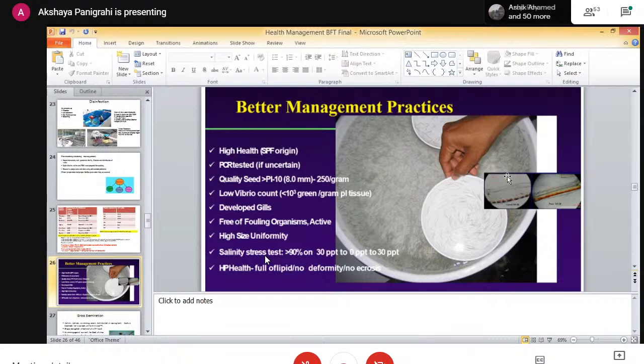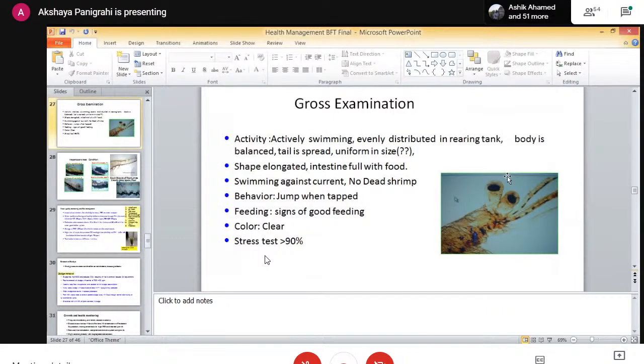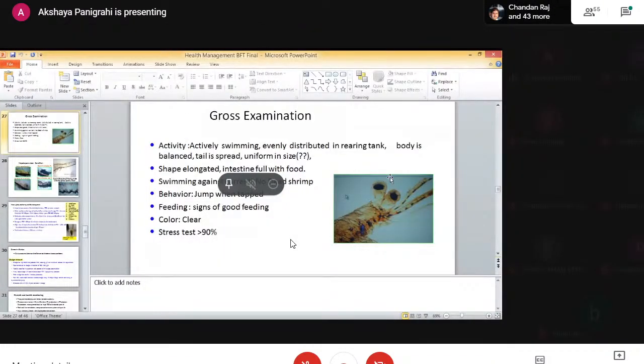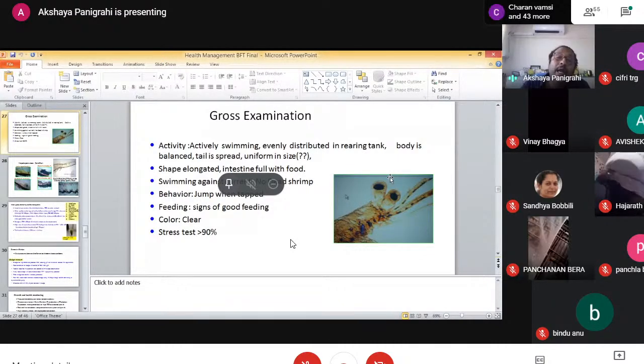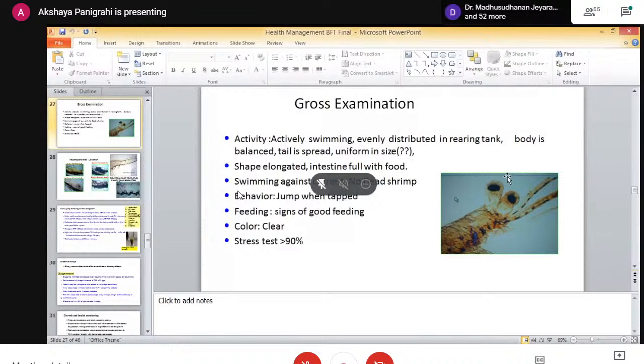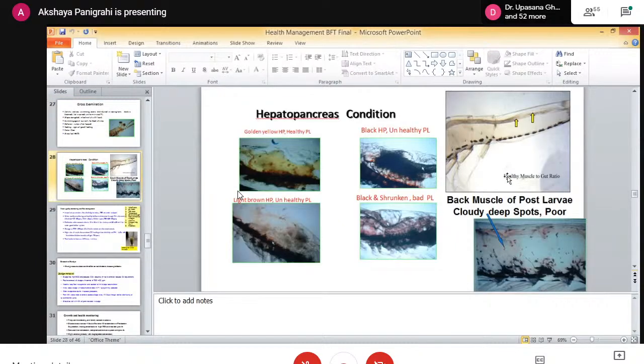Then you must do the salinity stress test and other gross examination. When you look under the microscope, the PL make a current in a small pot, and they should go against the current flow. When you do the stress test, like reducing the salinity by 50%, you find that 90% of the animals still survive after a few hours. These are the gross examinations you can do, and under the microscope, the golden yellow head pancreas shows that these seeds are very healthy.